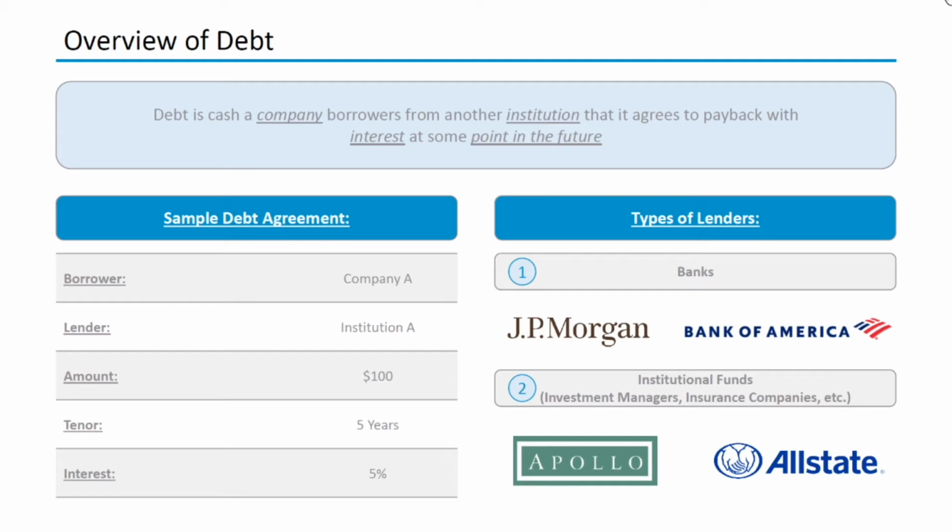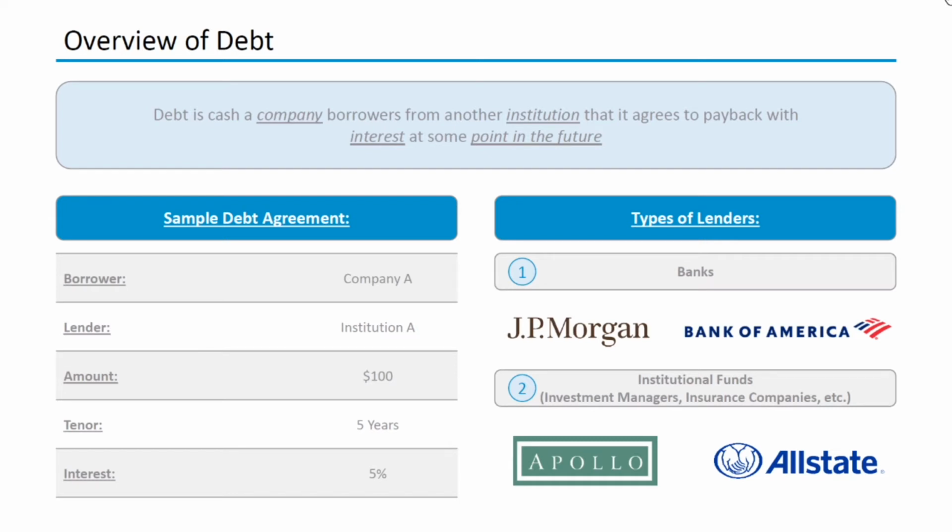So for the types of lenders, there are two main categories. First, there are banks, such as JP Morgan and Bank of America. And then there's also institutional funds, such as investment managers, insurance companies, as well as hedge funds, who will loan companies money.